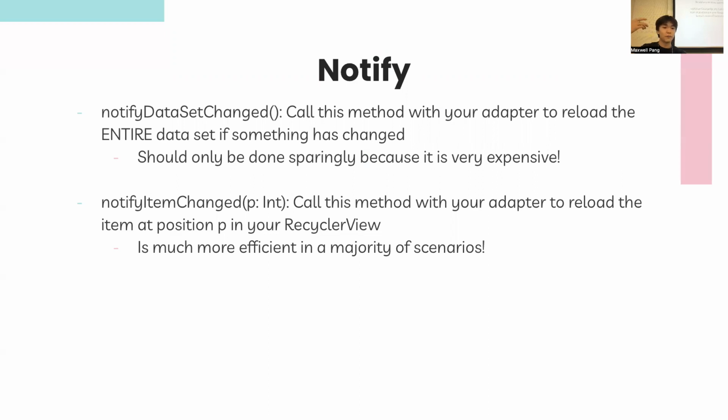And so the second option is to use notifyItemChanged. This takes in an integer, which denotes your position. Then you call this method with your adapter to reload the item at position P in your recycler view. And this is a lot more efficient in a majority of scenarios. So we want to use this one.